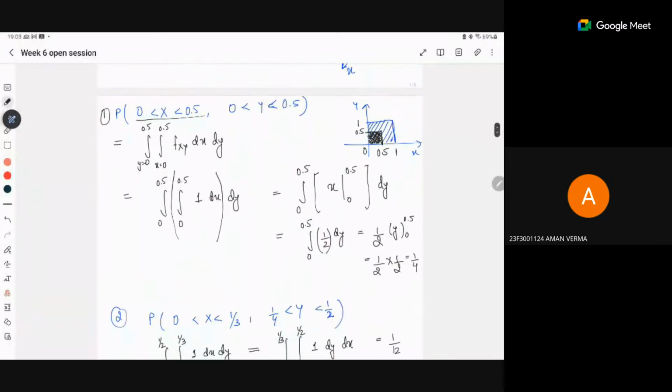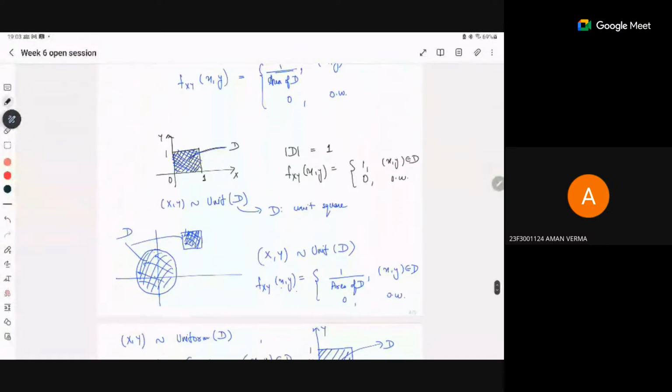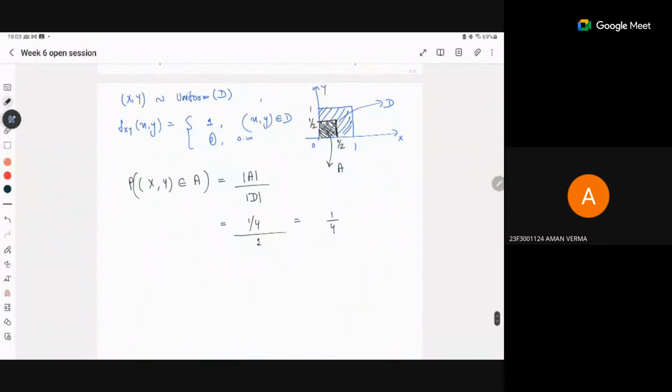The same question, right? Where we solved it with integration. But if we knew this concept of 2D uniform distribution, we could have just calculated the area of A and divided it by the area of D, and it would have given me the probability. So whenever you know that your random variable follows a 2D uniform distribution and you have to find the probability of a certain region, let's say A, you just find the area of A, find the area of D, and divide. So area of A divided by area of D will give you the required probability.